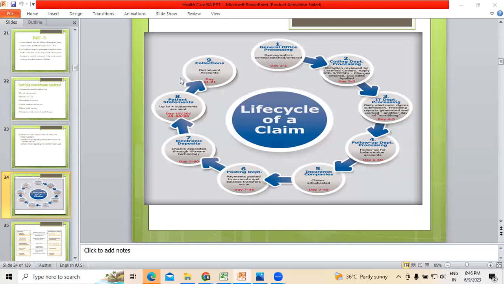Now, when we talk about this in a stepwise procedure, the first one is called general office processing. This is the first step which we normally follow. Here, the documents we are about to submit will be sorted out based on the demographics, because claims will be submitted from different parts of the location, isn't it? So claims will be submitted from different locations.